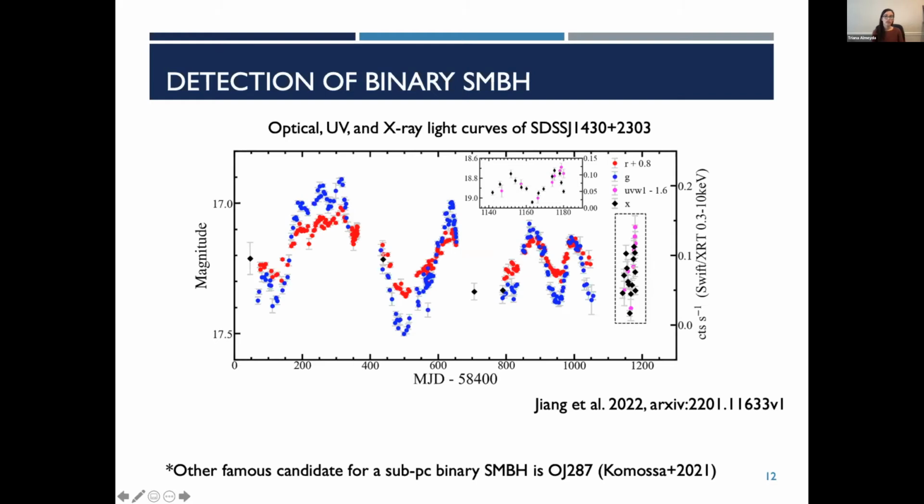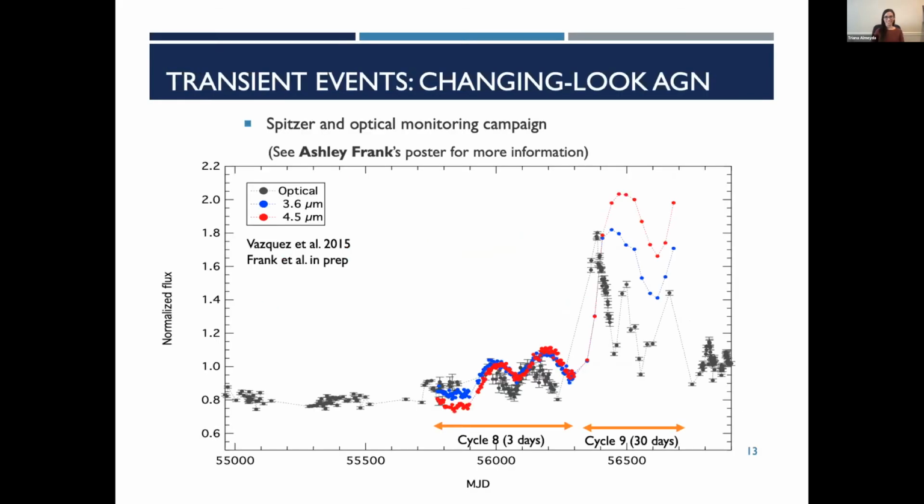So here I'm showing the optical, UV and X-ray light curves for this object, where the region encased by the dashed box is the Swift data, which is shown zoomed in inset at the top for clarity. The modeling from this paper of the orbit suggests that the black holes could merge as soon as 100 days from now. So keep an eye out for that, just in case.